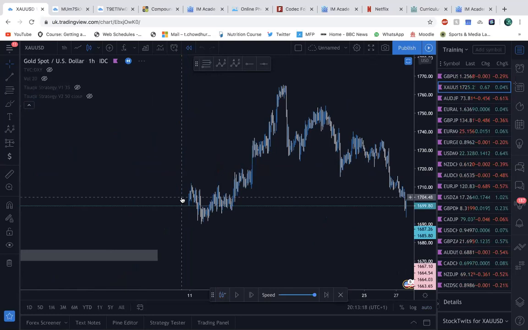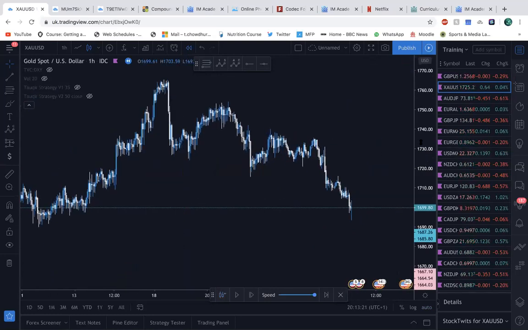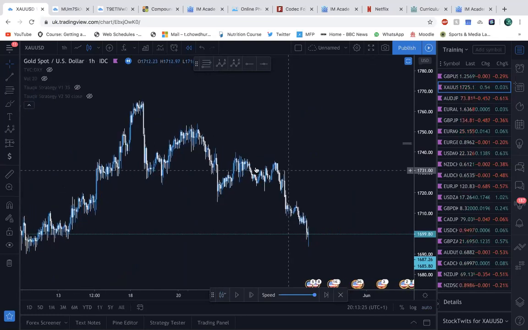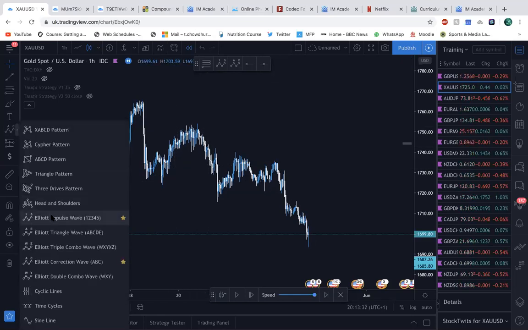Cool. So I'm here in the market. I'm on the hourly time frame. What do you see, guys? You see a very clear downtrending market, right? Lower lows, lower highs, easy to spot. We also see a very simple Elliott wave, right? I'm going to show you guys.